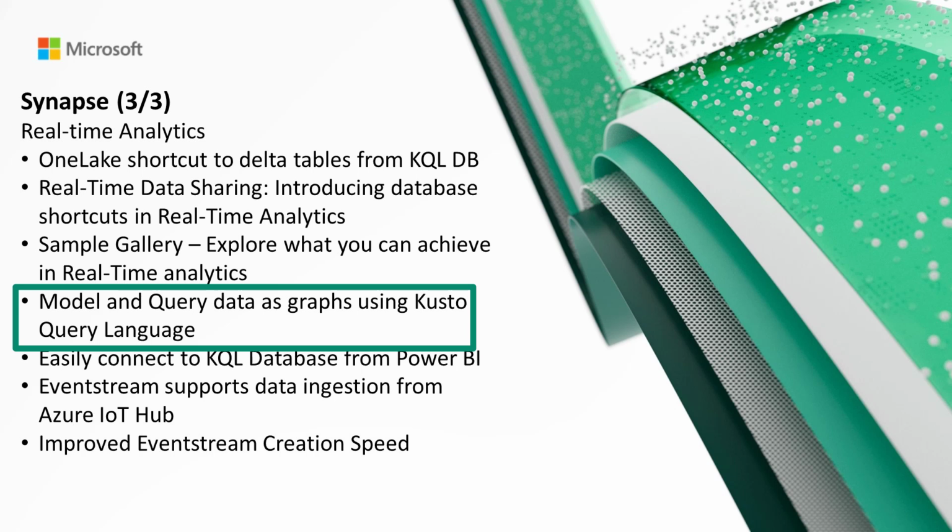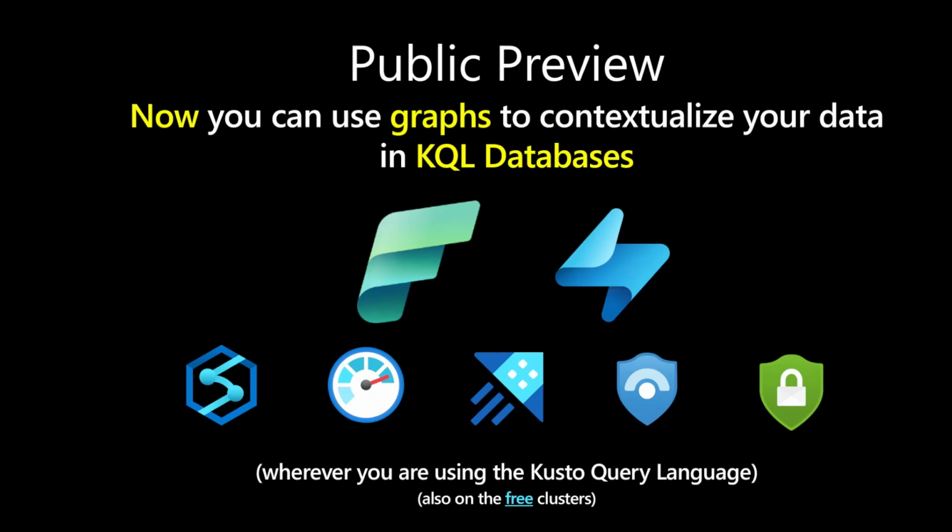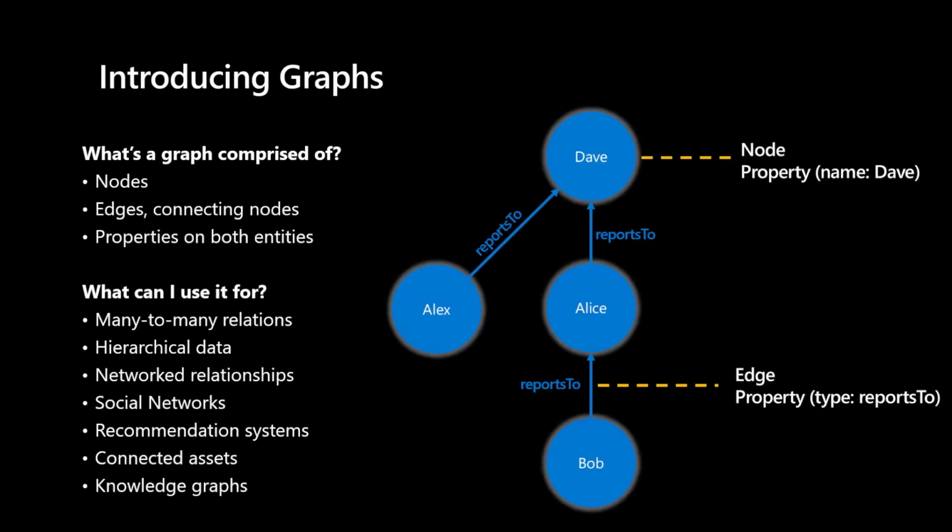I'm going to hand it over to Henning for a quick demo. Welcome to this video about the new graph feature in the Kusto Query Language, which is now in public preview. In this video, you'll learn what graph semantics are, how they work, and why you should use them to contextualize your data in Fabric real-time analytics. This feature is available wherever you can use KQL.